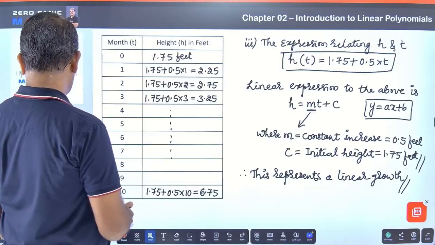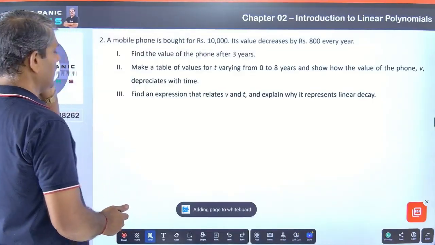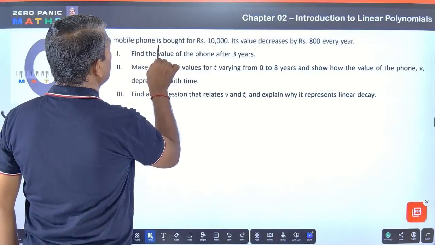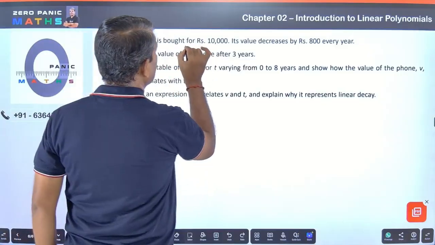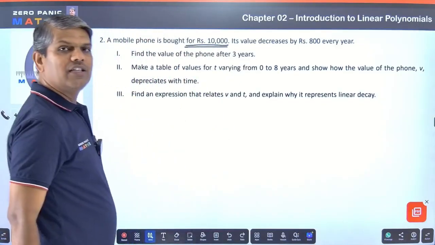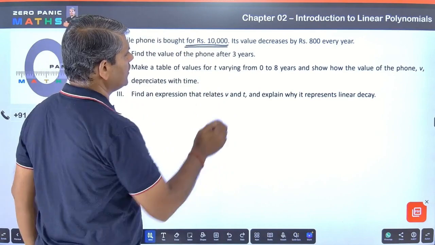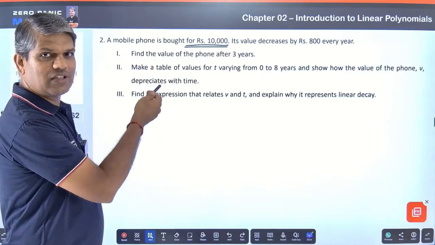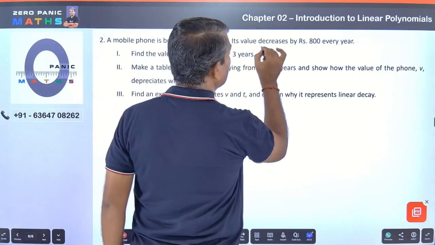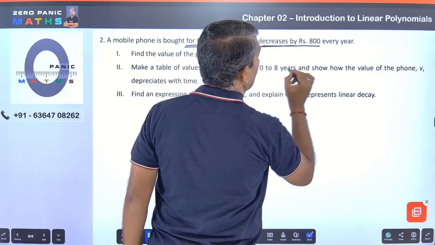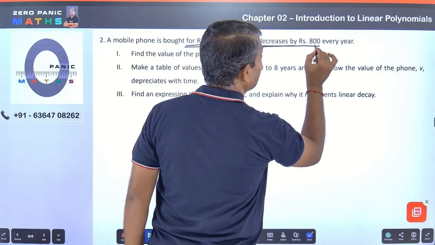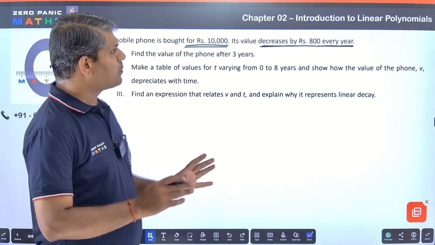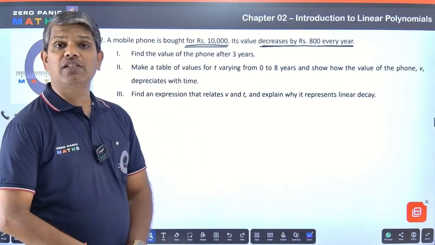Okay, let us see the next problem. Here also we need to prove the same thing. A mobile phone is bought for rupees 10,000. So that is the initial value, 10,000. Its value decreases. Here it is a linear decay, because they are saying it is a decrease in the value of rupees 800 every year. Actually this problem explains the concept of the law of diminishing value.